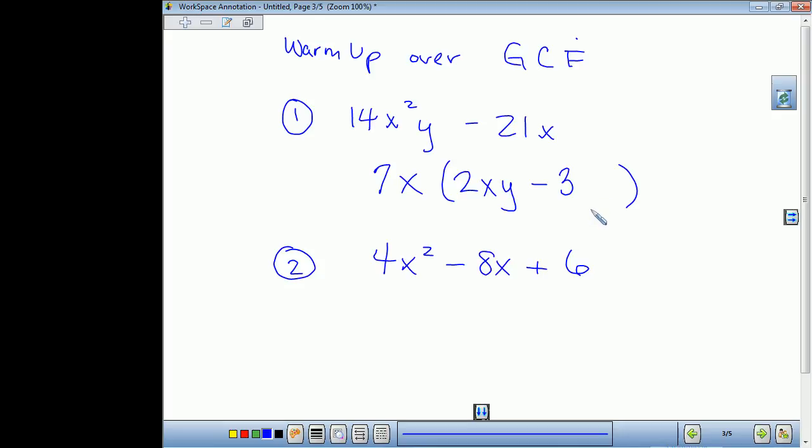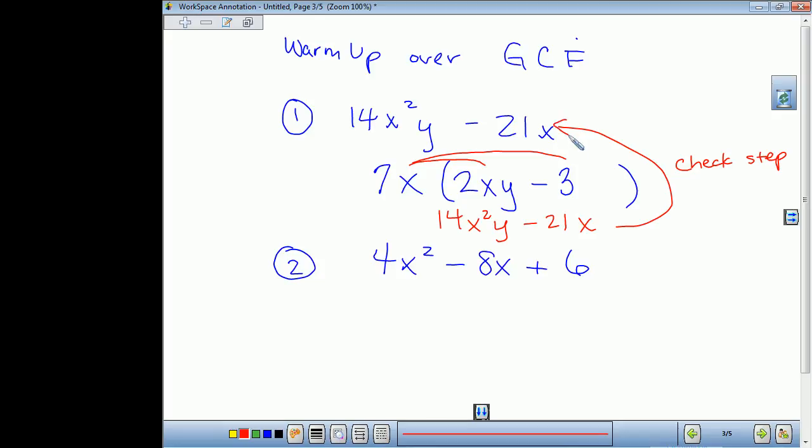If it feels like I'm just doing random stuff, what you can do to check is go backwards and multiply. This would be a check step, and you don't have to do it, but it helps you see that it makes sense. 7 times 2 is 14, x times x is x squared, and there was a y. 7 times negative 3 is negative 21, and there was an x. If I distribute the 7x through, I get what I started with. Student: I put down 7(2x squared y minus 3x). You factored out the 7, but to be completely factored, which is what your directions say, we have to factor out the numbers and the variables.